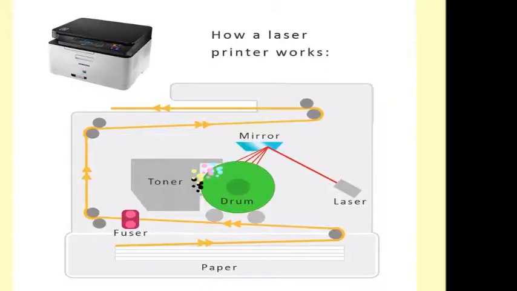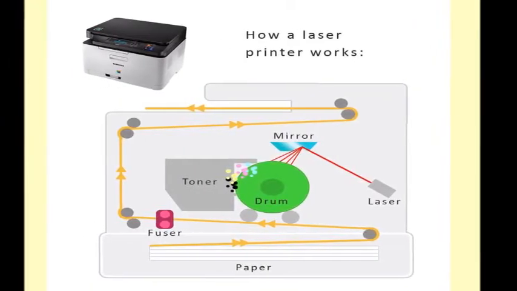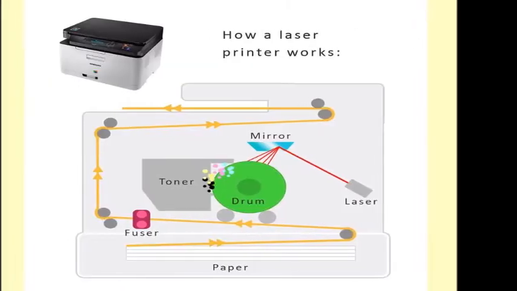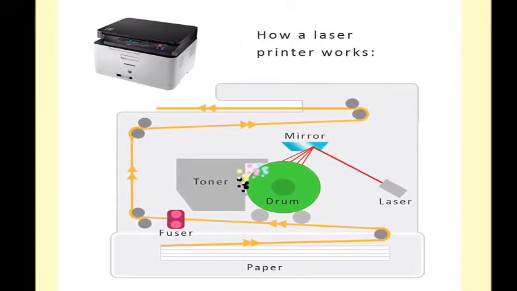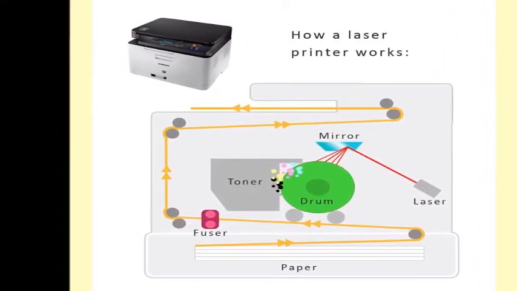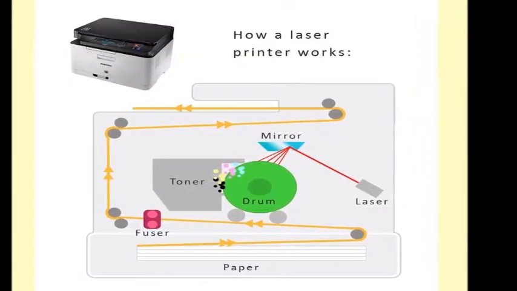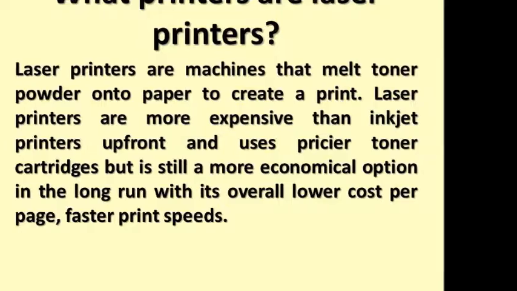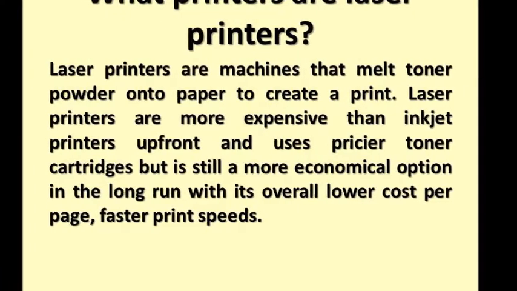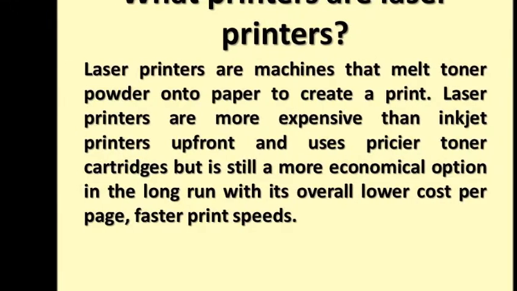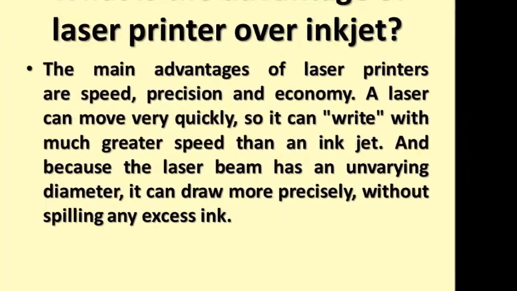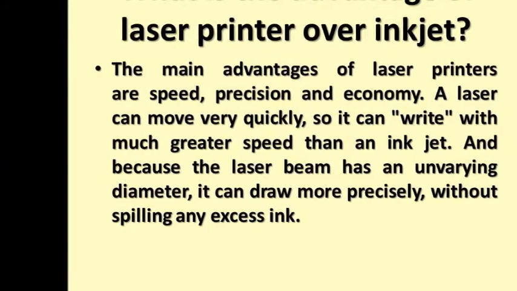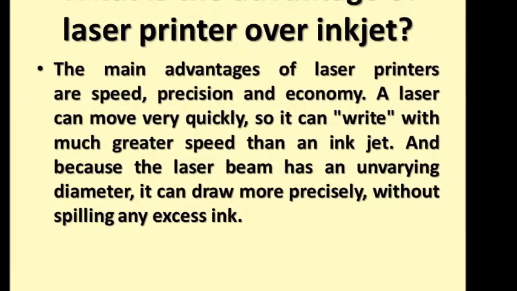This is the diagram of how a laser printer works. You can see how the drum is connected with the toner, and the whole process is shown in the diagram. What are laser printers? Laser printers are machines that melt toner powder onto paper to create print. Laser printers are more expensive than inkjet printers upfront and use pricier toner cartridges, but are still a more economical option in the long run with their lower overall cost per page and faster print speeds.